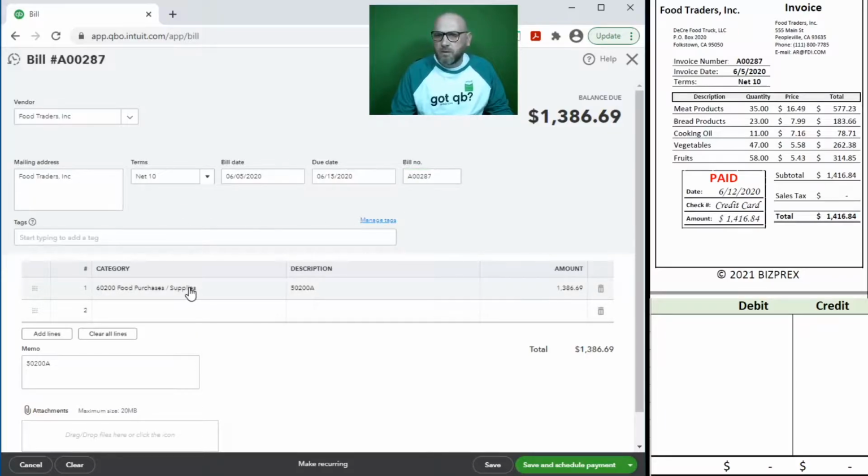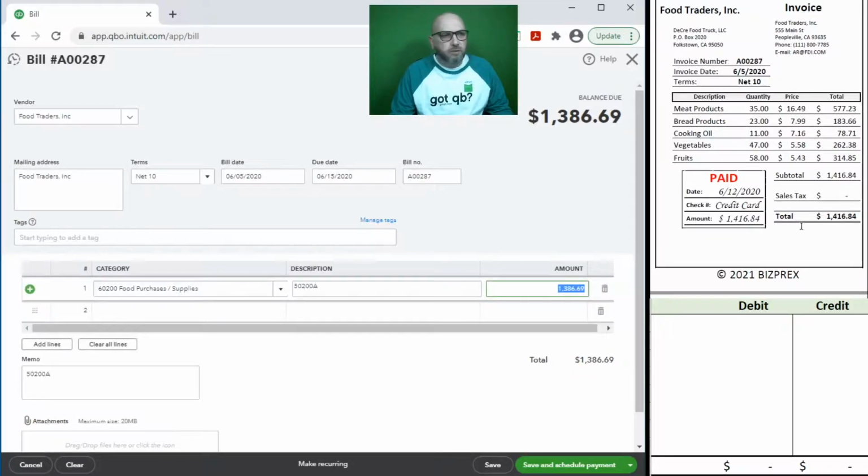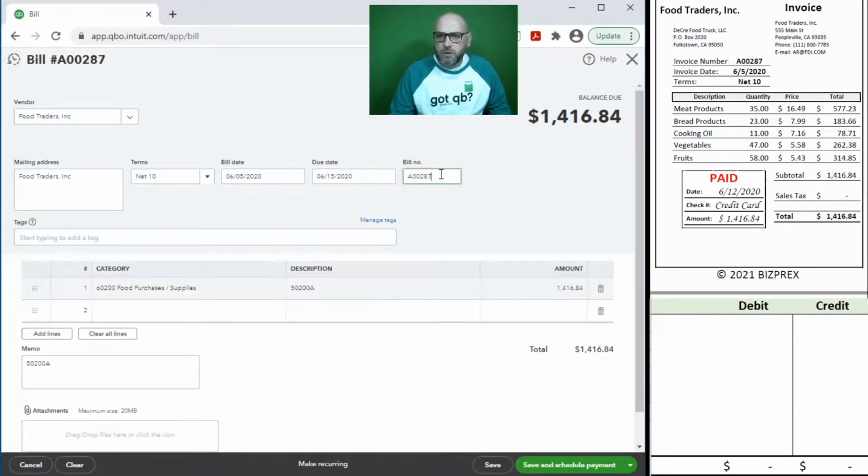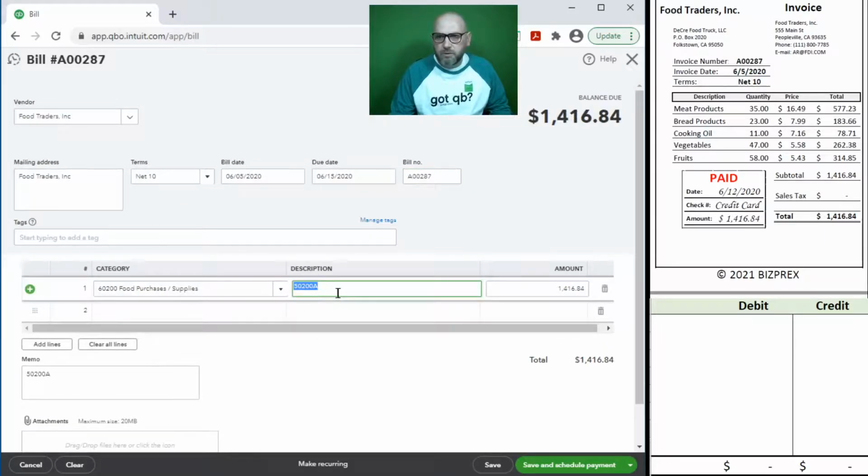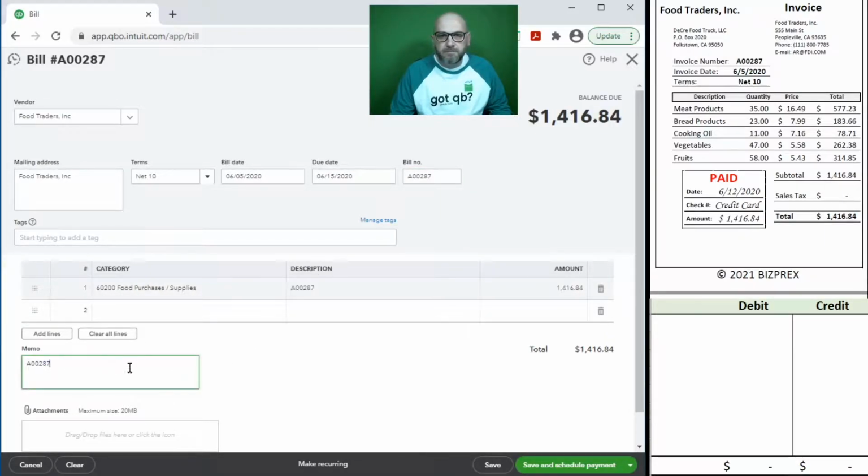Okay, and then we have food purchases. Again, let's make sure the amount is correct because QuickBooks pre-fills it for us. So here it is. The new amount is $1,416.84. So let's reflect that. Okay, let's make sure we update the bill number in the description. Okay, here we are, we're ready to book.